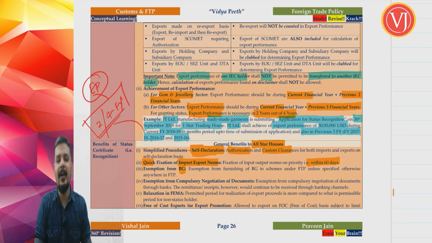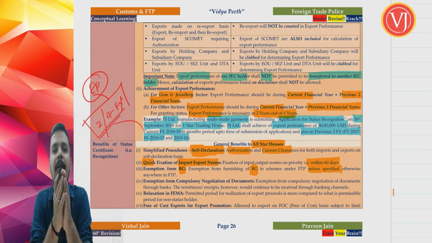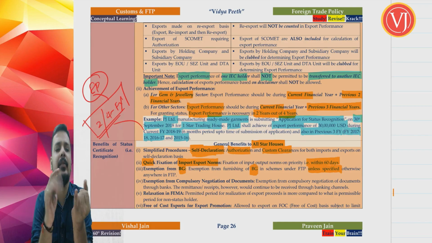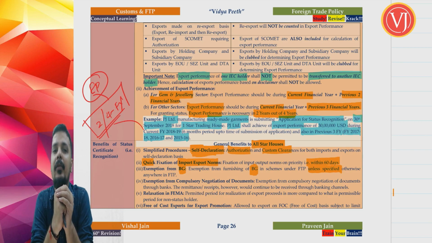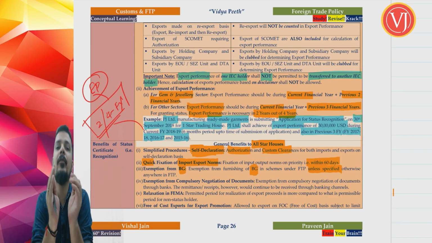Exemption from bank guarantee. In a lot of places they will be asking for bond, bank guarantee, letter of undertaking. Now if you are a star house, they will give you exemption from furnishing bank guarantee, unless specified that even a star house category should give bank guarantee, then you have to give it. But in normal places where they have spoken about giving bank guarantee, we'll be discussing in advance authorization, duty free import authorization, EPCG, you have to give your bank guarantee. Now if you are a star house, 1-star, 2-star, 3-star, 4-star, you are not required to give bank guarantee. They will trust that you will fulfill export obligation.